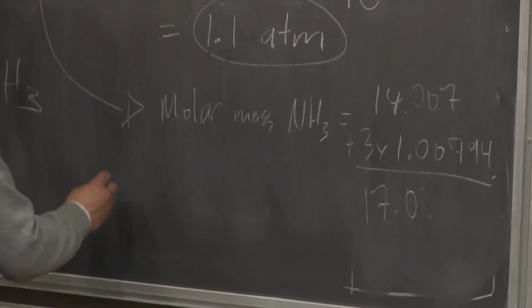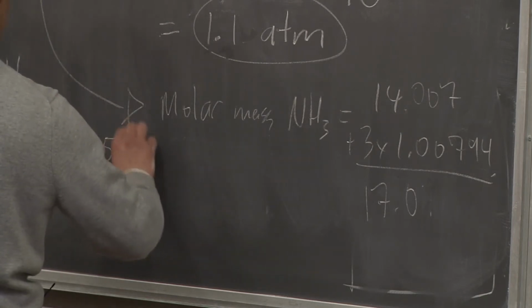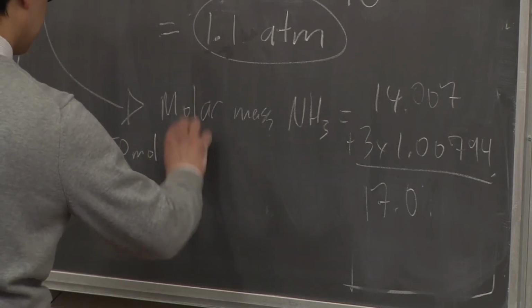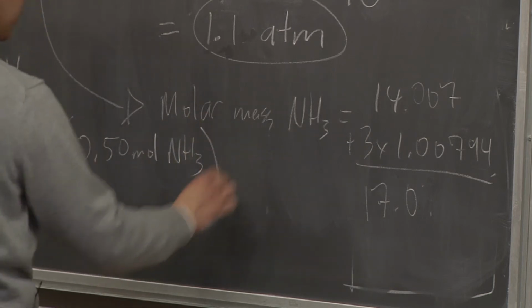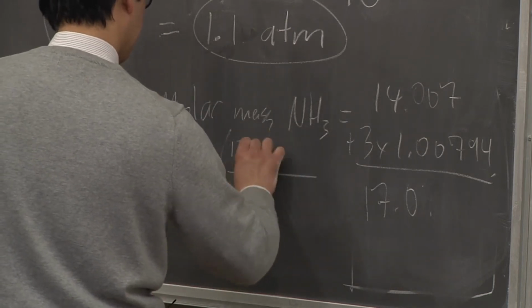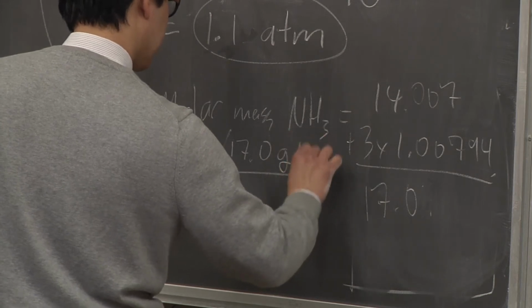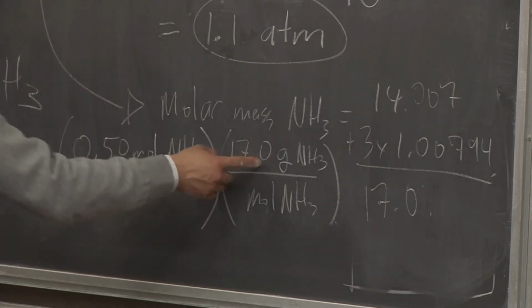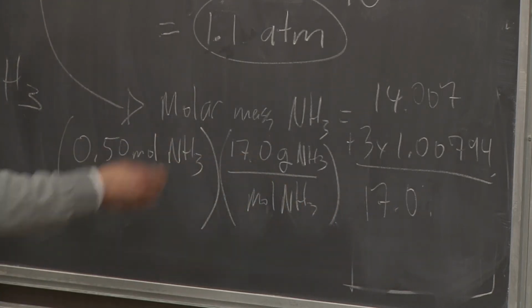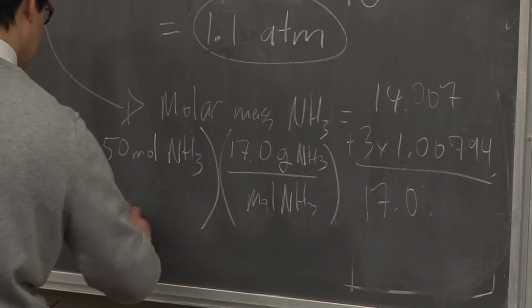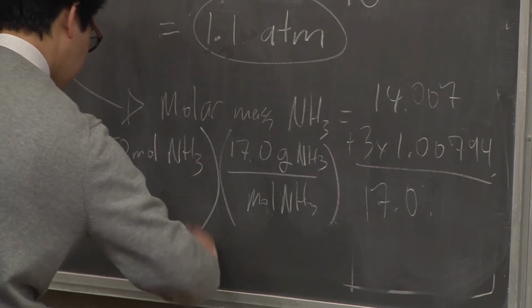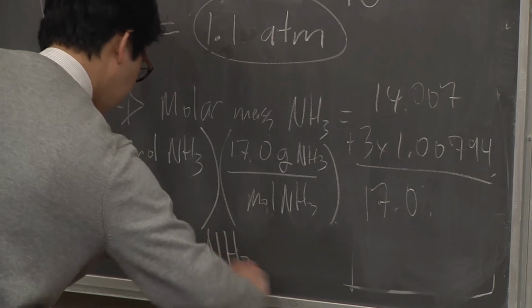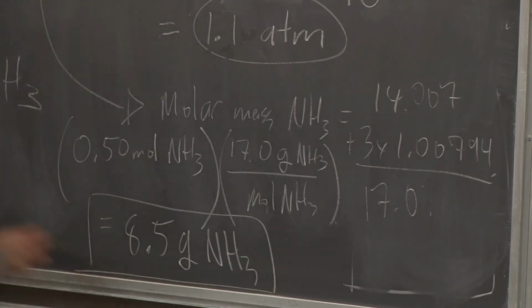So it's going to be 0.50 moles of NH3 times 17.0 grams of NH3 per mole of NH3. We just need to use enough significant figures here so we don't limit our answer. And so that's going to give us 8.5 grams of NH3. And so we found the mass of the NH3.